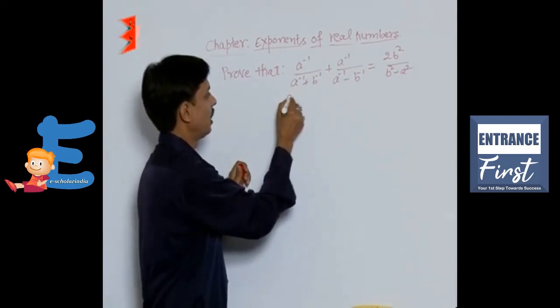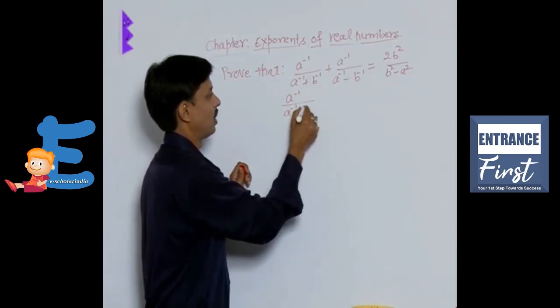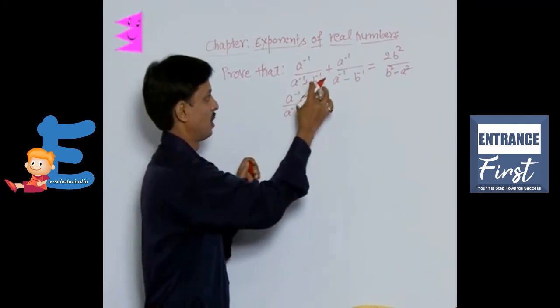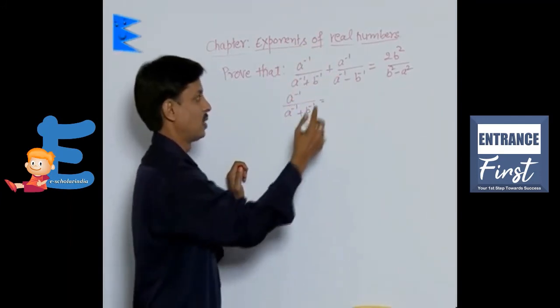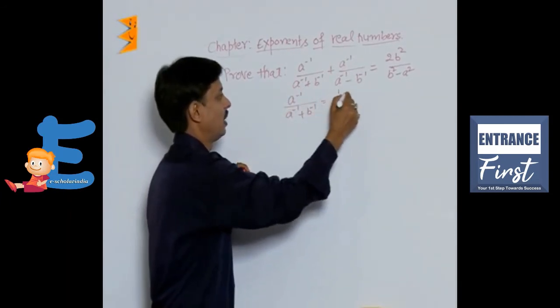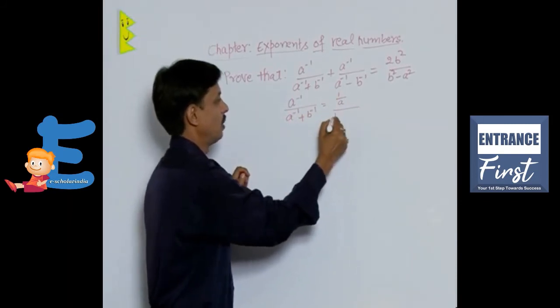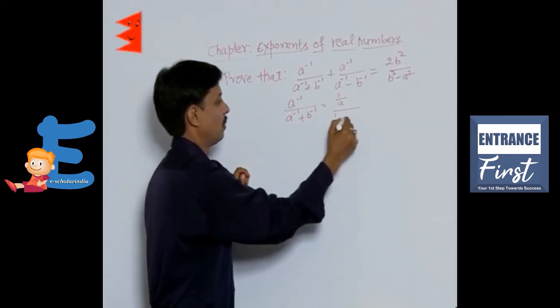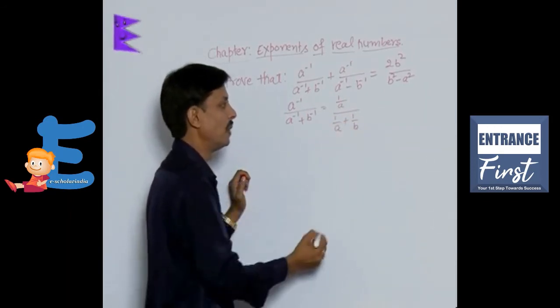What is the answer of a raised to the power minus 1 upon a raised to the power minus 1 plus b raised to the power minus 1? I am taking first this part. A raised to the power minus 1, as I am removing the negative power, I can write it as 1 upon a. Then a raised to the power minus 1 becomes 1 upon a, plus b raised to the power minus 1 becomes 1 upon b.